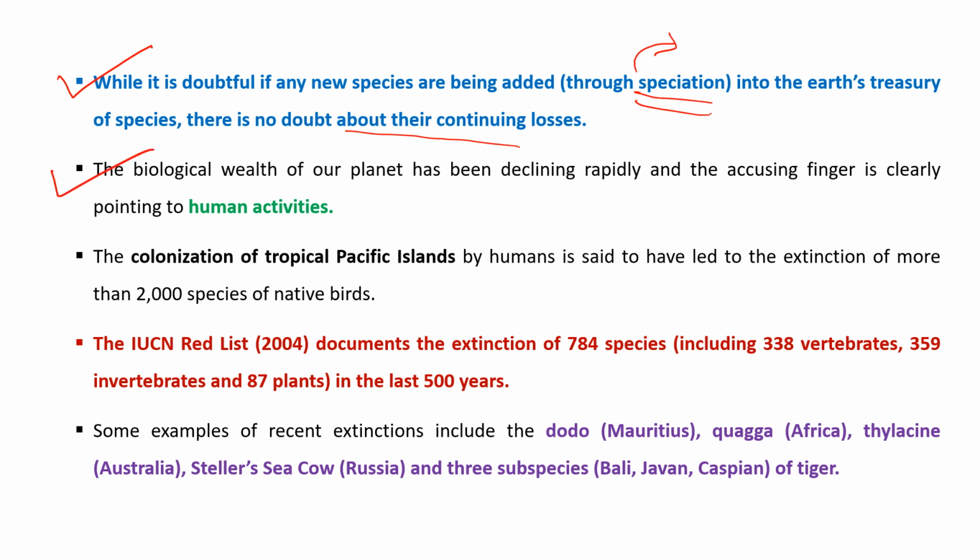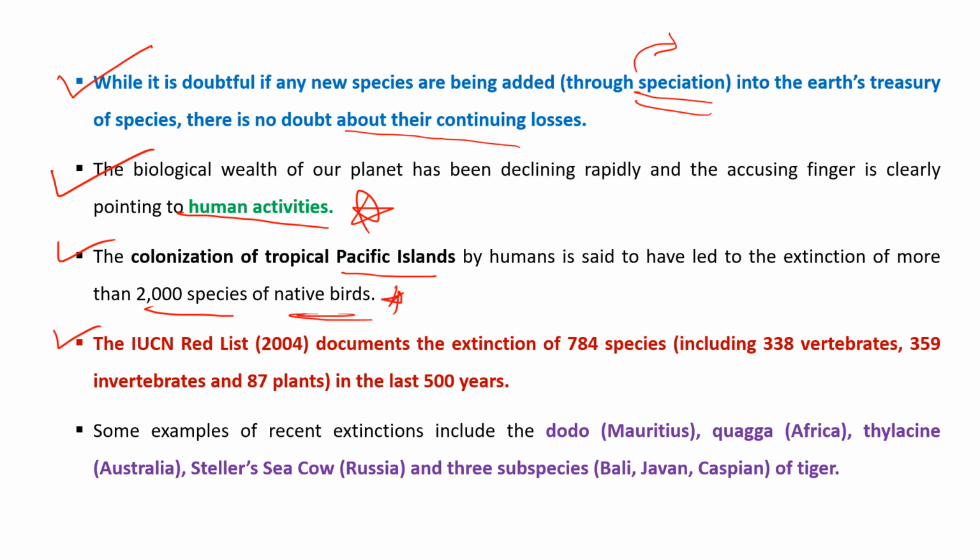सो द बायोलॉजिकल वेल्थ ऑफ आवर प्लेनेट हैज बीन डिक्लाइनिंग रैपिडली एंड एक्यूजिंग फिंगर्स इज क्लियरली पॉइंटिंग टू द ह्यूमन एक्टिविटीज. सो मेनली the anthropogenic sources are responsible for the losing of the biodiversity. Then after the colonization of tropic Pacific islands by the humans is said to lead the extinction of more than 2000 species. So these Pacific islands being rich in the biodiversity, and due to the human anthropogenic activities, industrialization, colonizations, construction activities, almost more than 2000 native bird species are extinct.